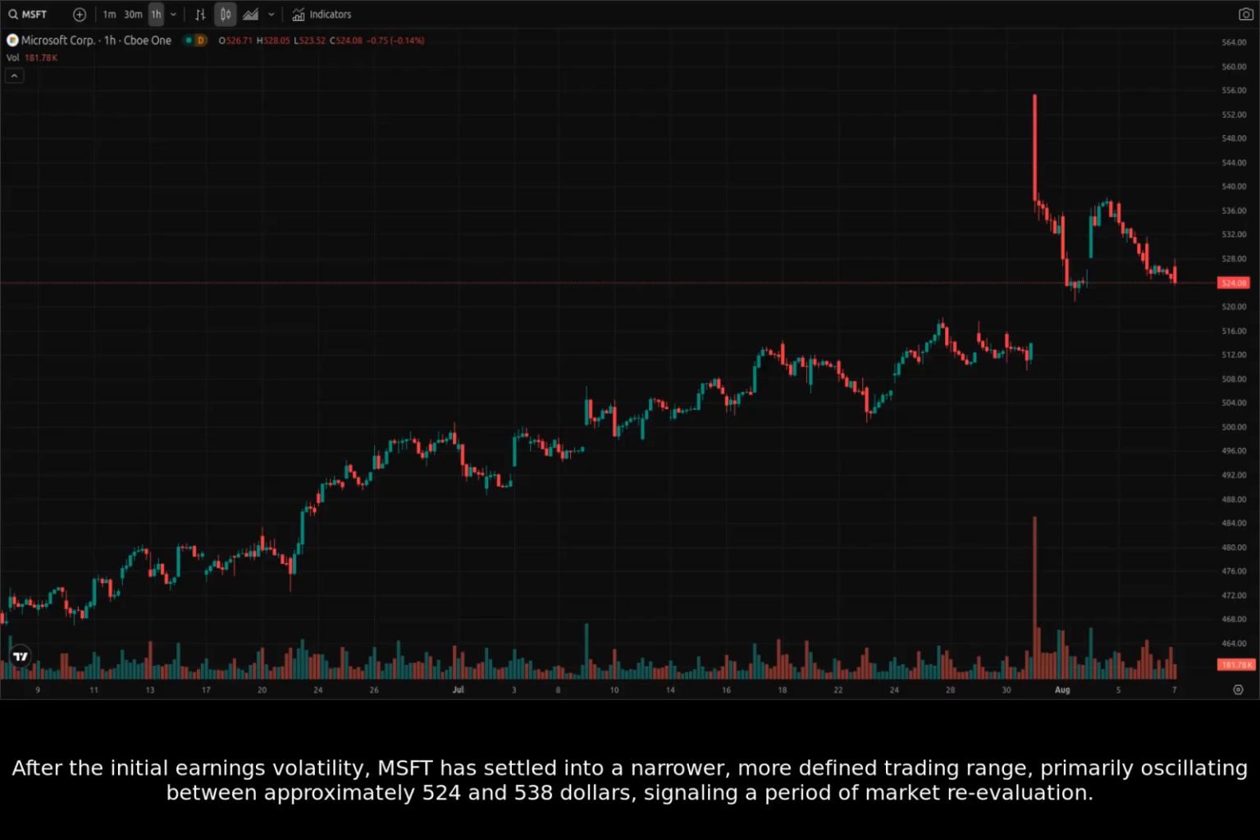After the initial earnings volatility, Microsoft has settled into a narrower, more defined trading range, primarily oscillating between approximately $524 and $538, signaling a period of market reevaluation.